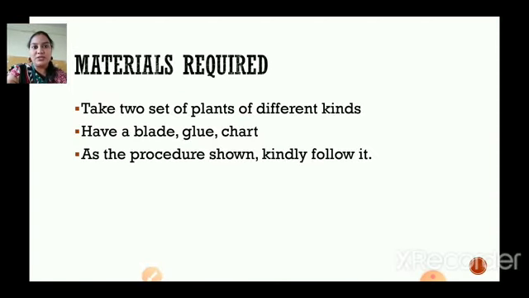Now next is we will have the materials required for this activity. You need to take two sets of plants or two kinds of plants for a safer side, but you can perform this activity in one plant only. The other plant you just keep it handy in case you don't get the results required in the first plant. So any two kinds of plant or any similar kind of two sets of plants you take, and please have any elder guiding you while doing this activity. You need to have a blade, a glue, a chart, and you need to follow the instructions or the procedure which I will tell you in the next.